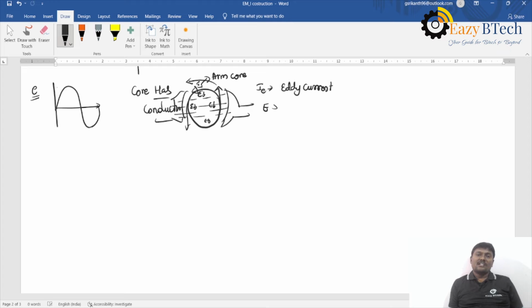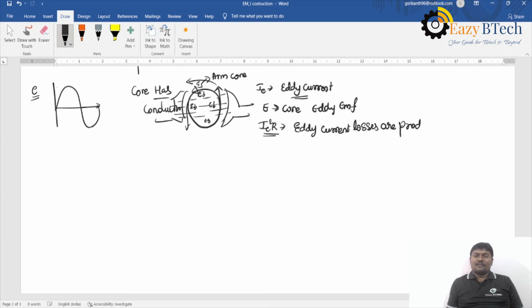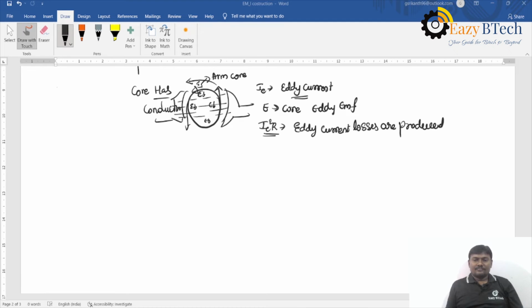Since it is a closed path, current flows through the core. That current is called the eddy current, and the EMF induced in the core is called the eddy EMF. Since it is a closed circuit, the current flows and eddy currents are formed. Since the core has resistance, I squared R losses, the eddy current losses, are produced.